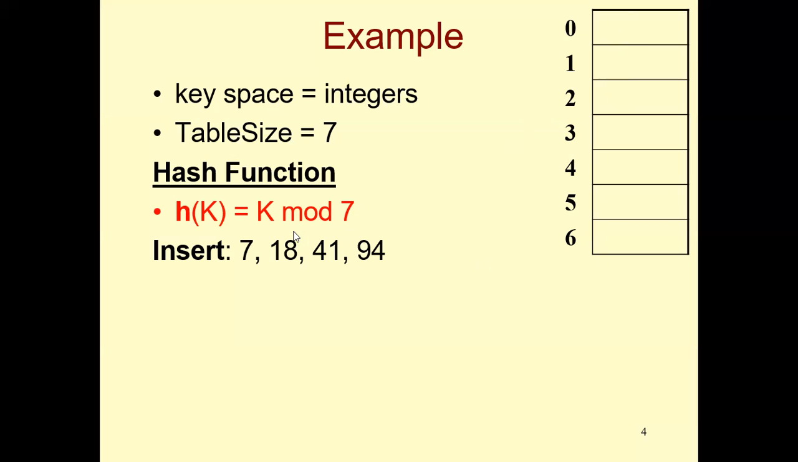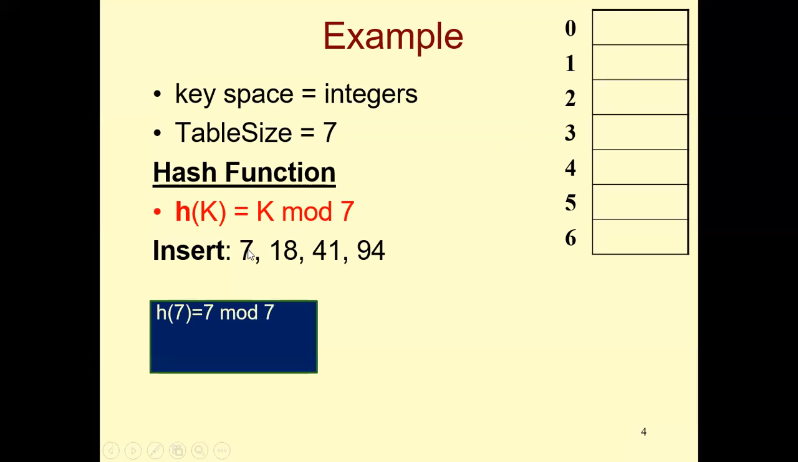So for 7, the first number to be inserted is 7. So what we would say is 7 mod 7. The hash of 7 is 7 mod 7. Whichever number we get is going to determine the index at which we should store the value 7.